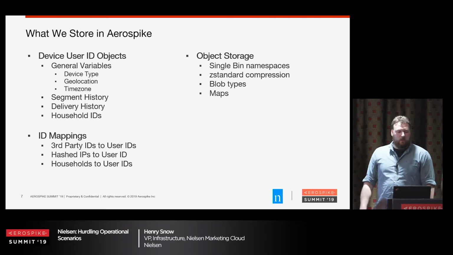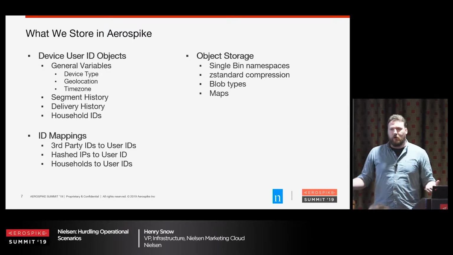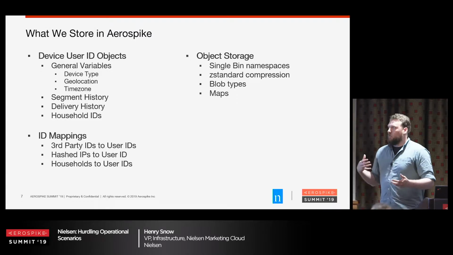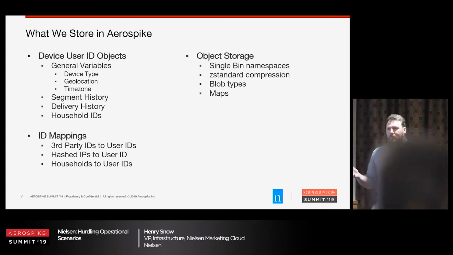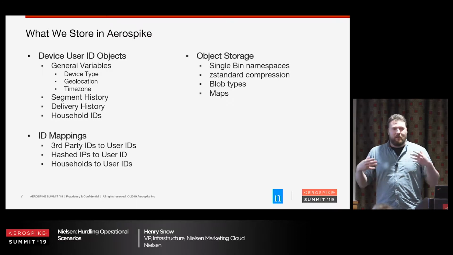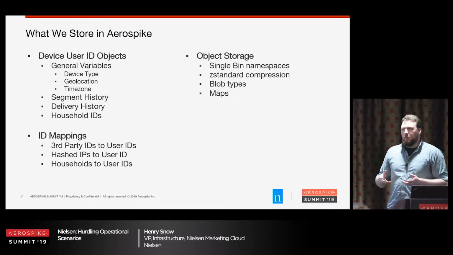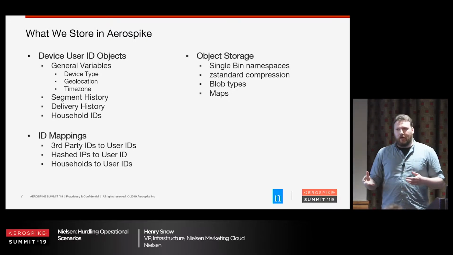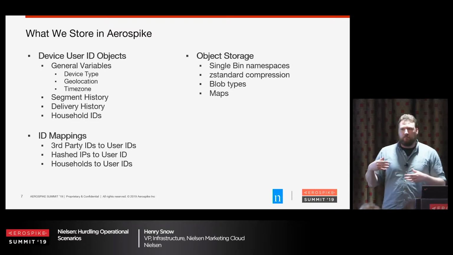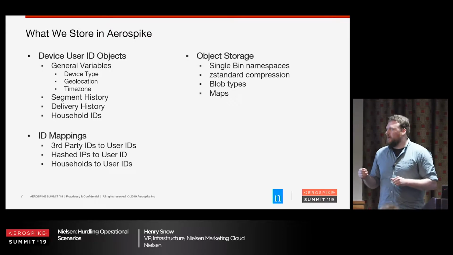Okay, what do we store in Aerospike? We have 2 namespaces in Aerospike. We have our users and we have our lookup namespace. So users are really devices. So these are either a cookied ID, so a randomly generated identifier that is stored in a cookie attached to your web browser or mobile phone, or it might be a mobile ID, so like an Android app ID or an iPhone, whatever the ID number is for iPhones. So those are our device users. We just call them users.